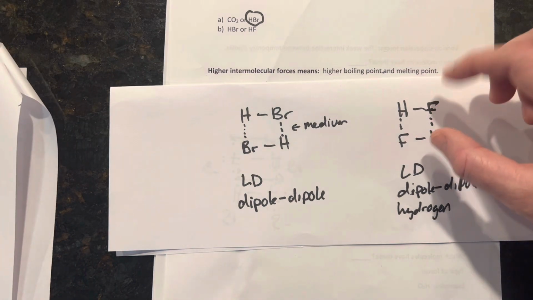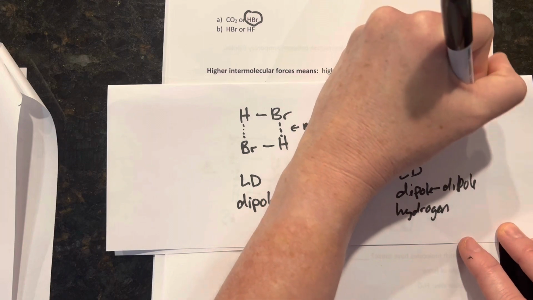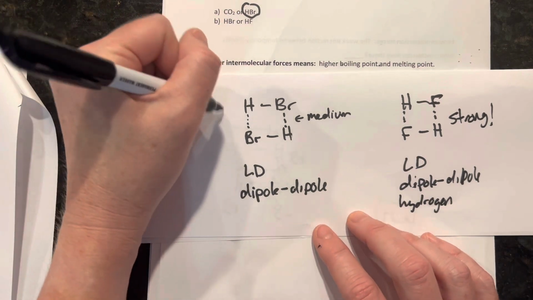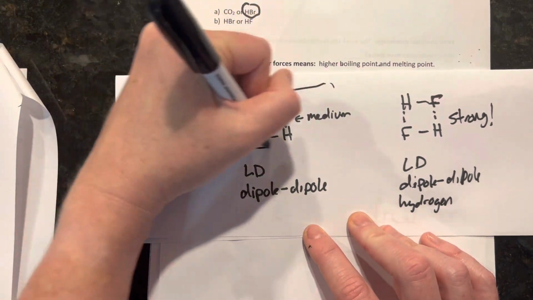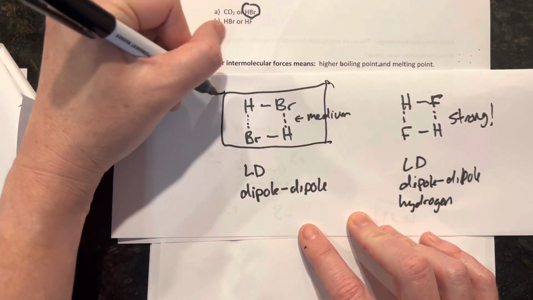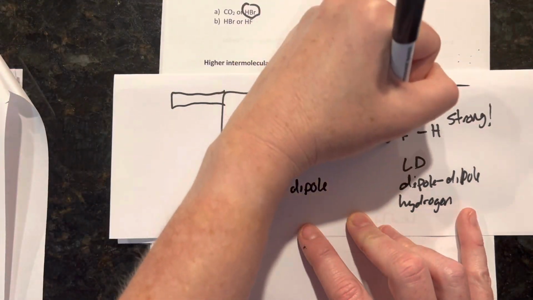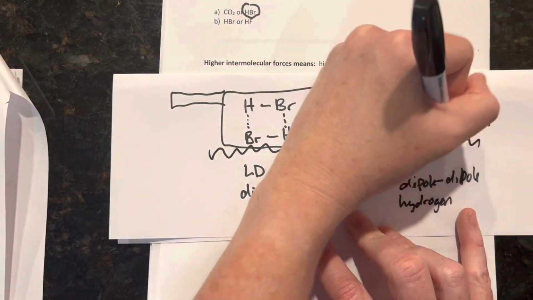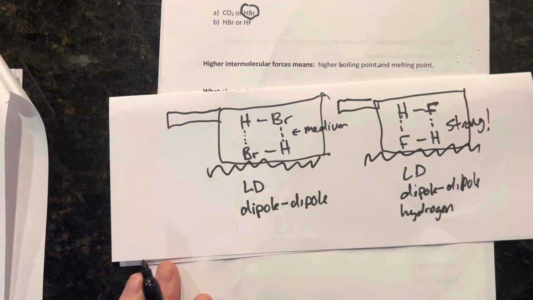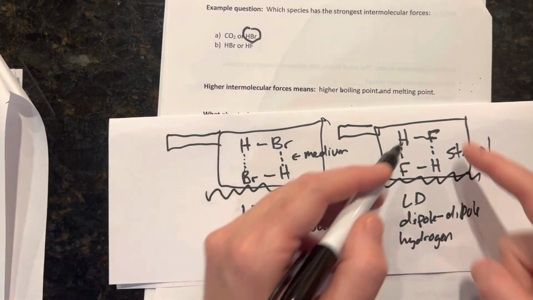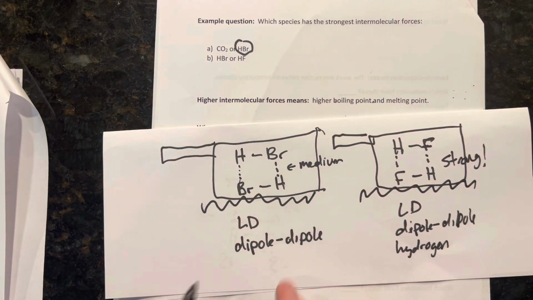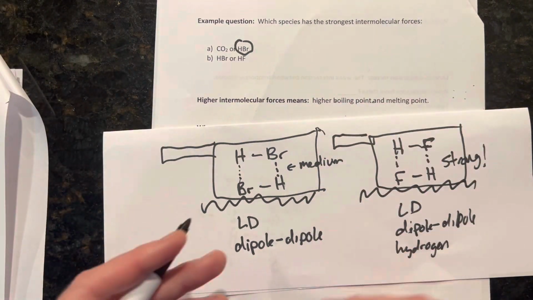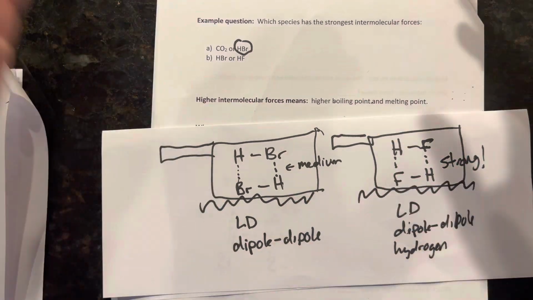Meaning the forces holding these together are strong because it has that hydrogen bonding. So let's put them in a pot. Pretend you had a whole bunch of these molecules and you put them over a fire and you boil it. Well, these guys are only kind of holding onto each other, and these guys are holding onto each other strongly. Now, when you boil something, it takes that molecule and makes it a gas, right? So it goes off. So which one would be easier to let go of to become a gas?